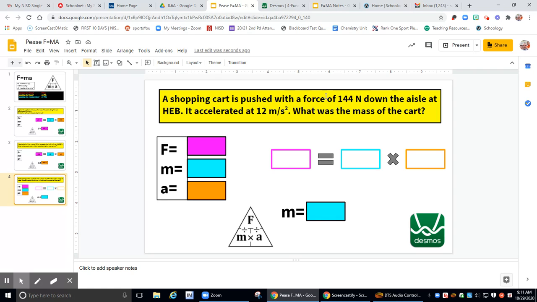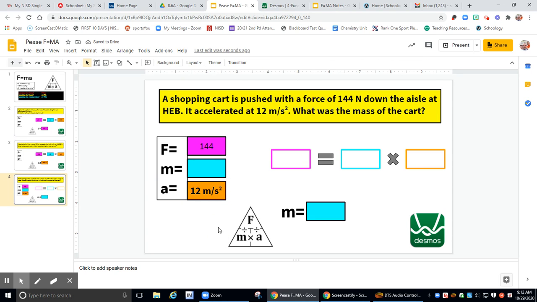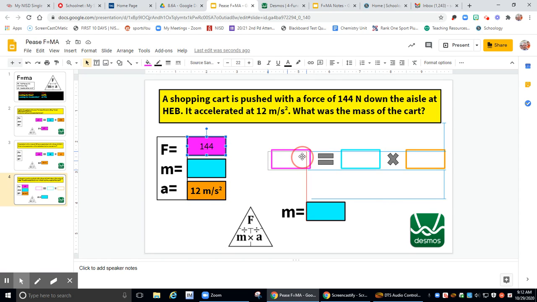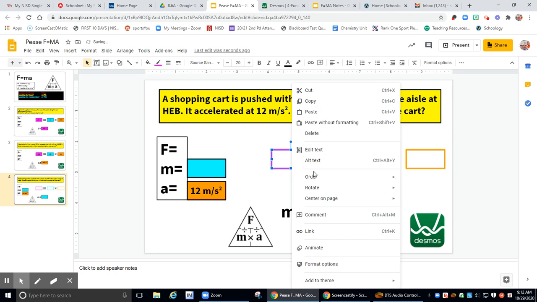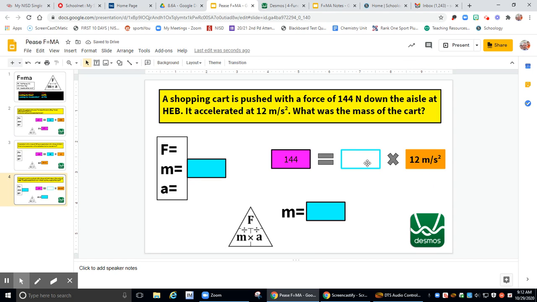So a shopping cart is pushed with a force of 144 newtons down the aisle at HEB. So we're going to put in 144 newtons of force. It accelerated at 12 meters per second squared. Okay, so just to kind of make it easy, we can just copy and paste that information right in there. So we're going to grab this one over here and again change the order. Sorry. And then we're going to take the acceleration and we're going to put it over here. And so now we're looking for the mass.